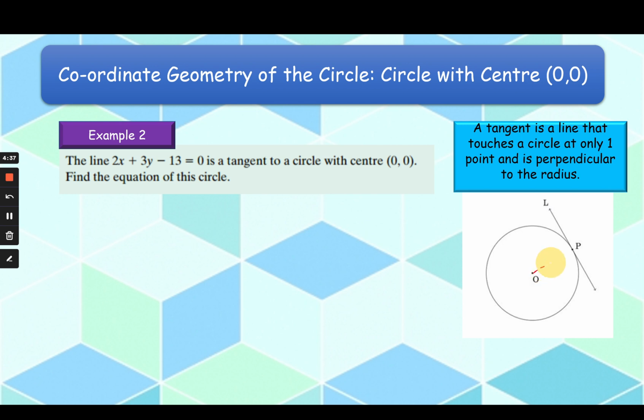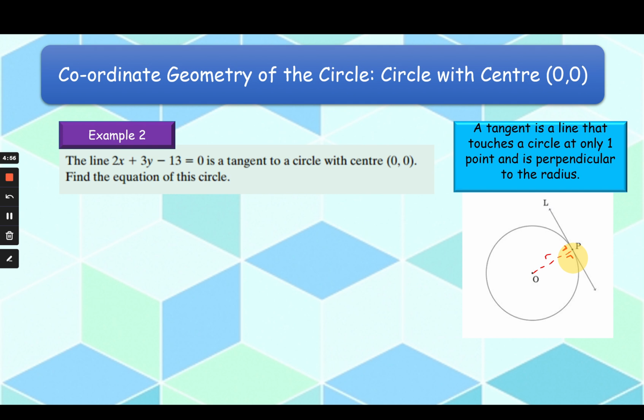So you can see that the radius of our circle in this diagram would be the line from O to P. And we know that the tangent is perpendicular to that line here, okay? And that's a key property we need to remember as we move forward with our problems.